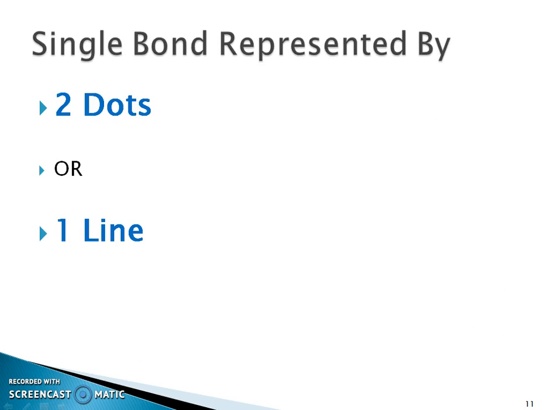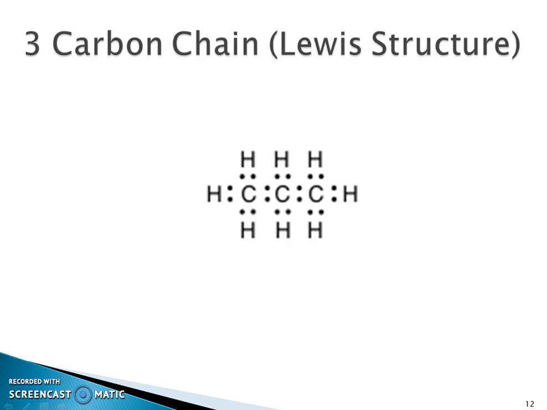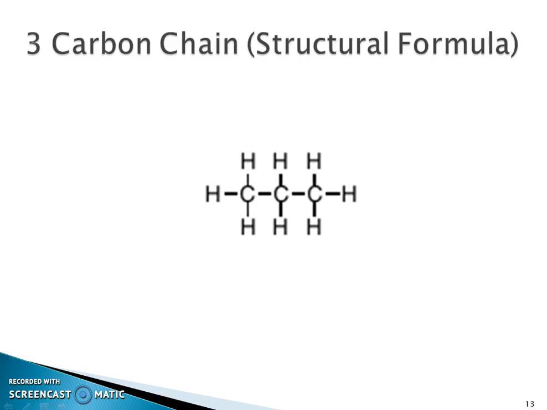So he talked about how, again, 2 dots or 1 line can represent a single bond. So we talked about the 4 different structures. One is the Lewis structure, which you should be familiar with, called the Lewis dot diagram, same kind of thing. The structural formula, we're just going to change 2 dots to equal 1 line.